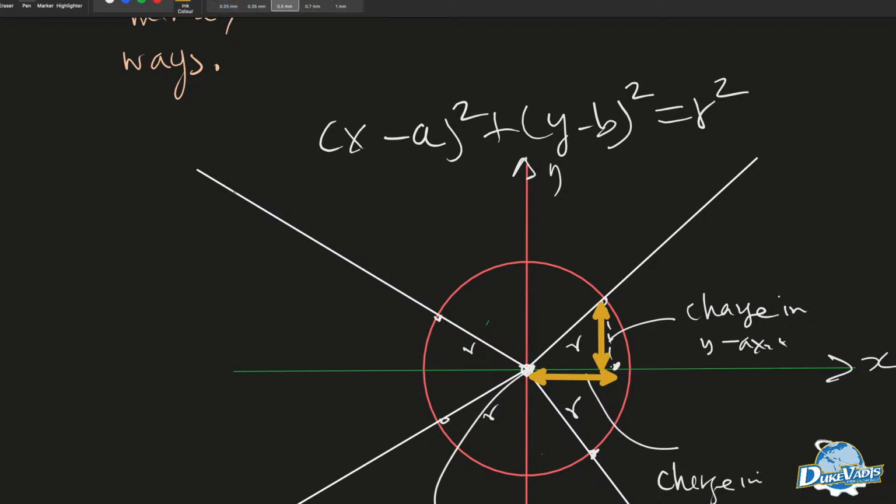So for instance, since we know the center to be (a, b) here, we can say the change in the y-axis will be y minus b. Then for the x-axis here, the difference will be x, we subtract the value a. Now, you know the radius here is what? r.